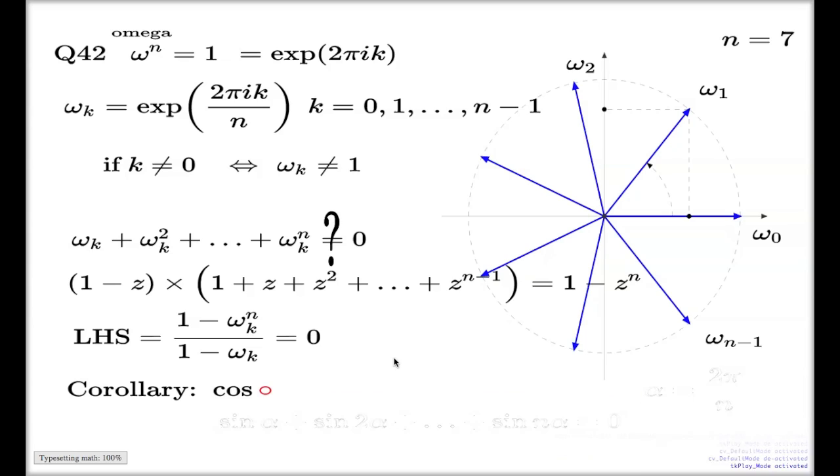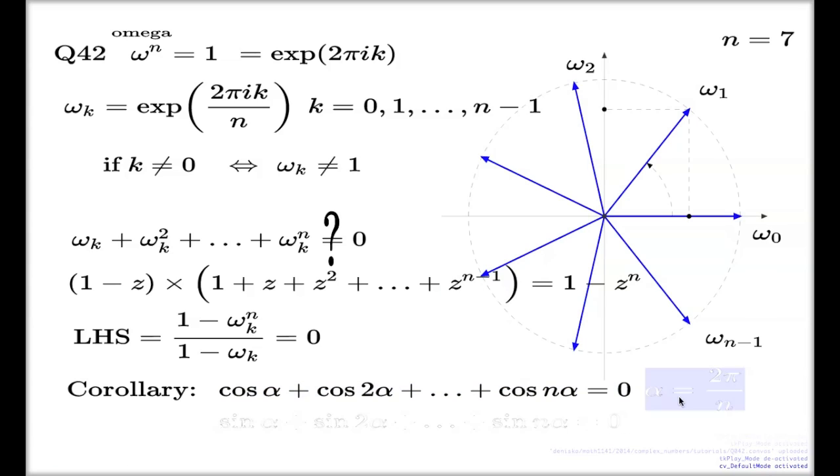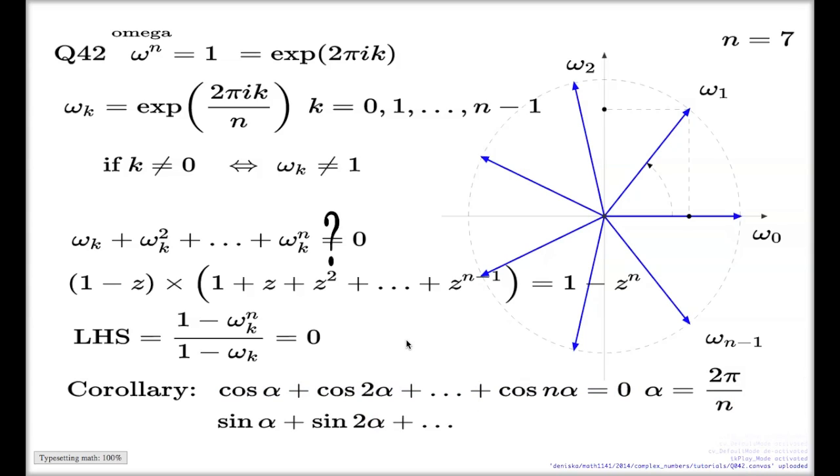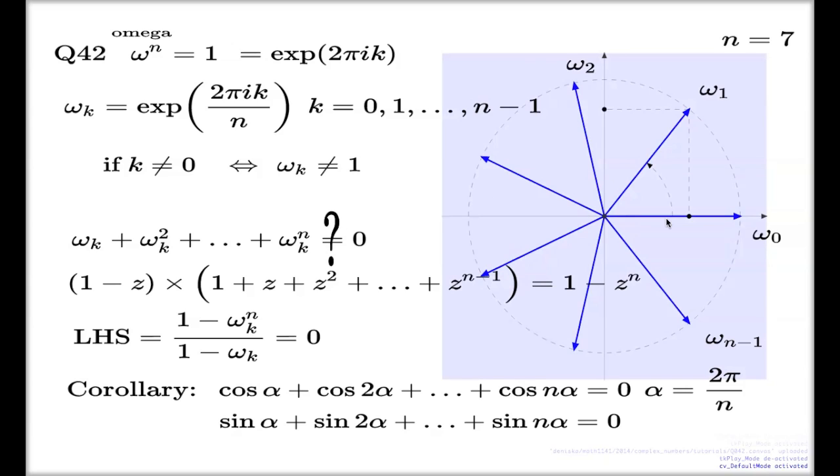A nice, beautiful corollary, which says that the sum of the cosines of multiples of the angle alpha, where alpha is this particular angle, the quotient of 360 degrees by n, is 0, and the sum of the sines of the multiples of this angle alpha is 0 as well.